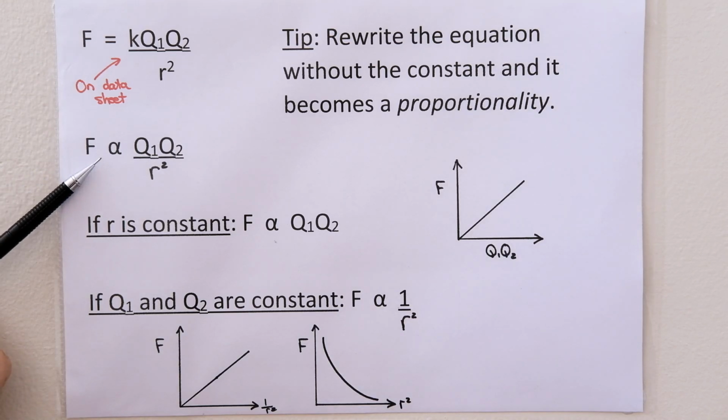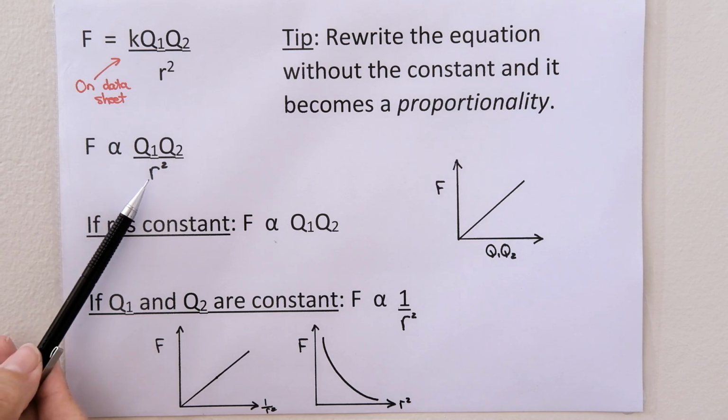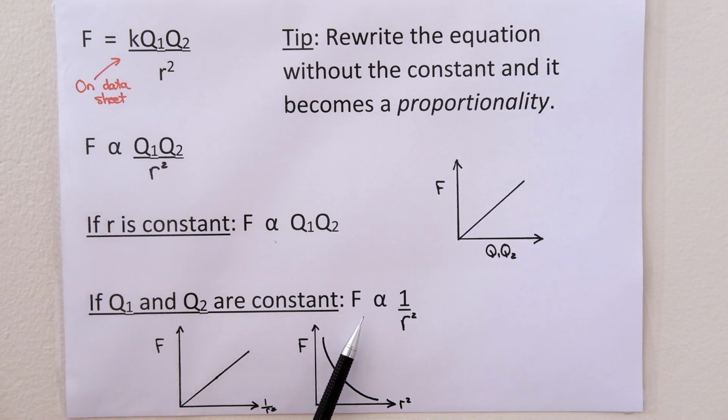Now I'm going to go back to this proportionality. If our charges are constant, but we vary the distance between the two charges, then this is what the proportionality will look like. Q1 and Q2 are now constant, so F is inversely proportional to r squared. You can read this or say this in two ways. You can say force is inversely proportional to r squared, or you can say force is directly proportional to 1 over r squared. So the two graphs that we will have from that: the first graph is 1 over r squared on the horizontal axis. It's a straight line through the origin because force is directly proportional to 1 over r squared. And if we plot force versus r squared, it's a hyperbola. That is the graph for an inverse proportionality. You must know these three graphs.